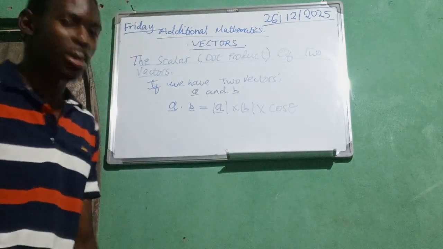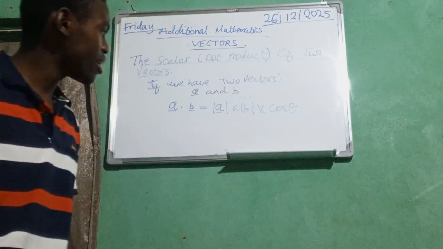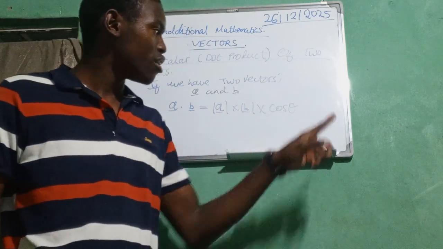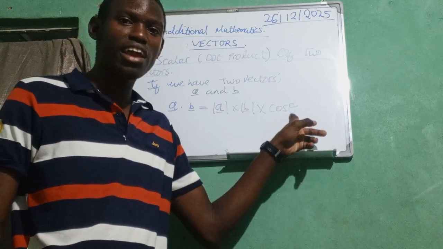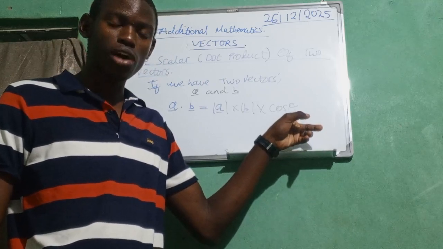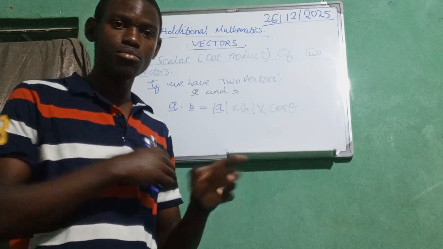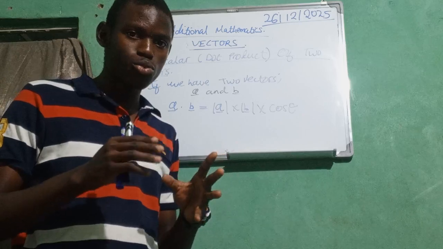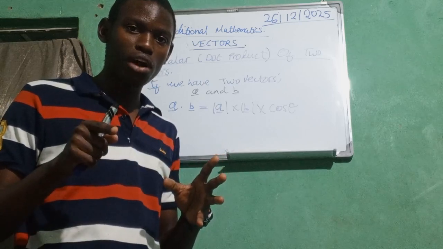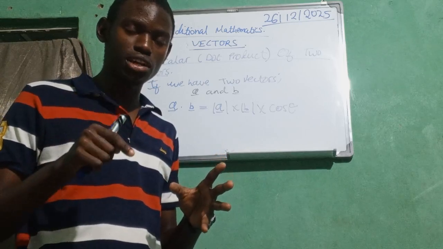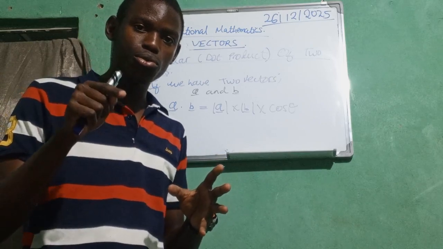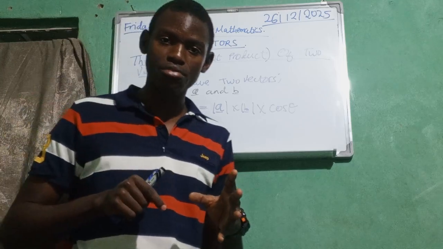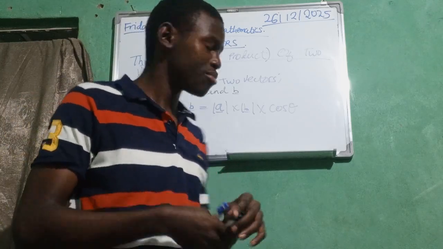What am I trying to say? From 0 degrees to 90 degrees, if I've been given a theta like that, we are going to have a positive dot product. From 90 degrees to 270 degrees, you're going to have a negative dot product. From 270 degrees to 360 degrees, you're going to have a positive dot product.